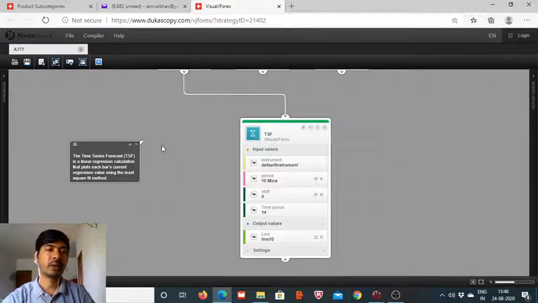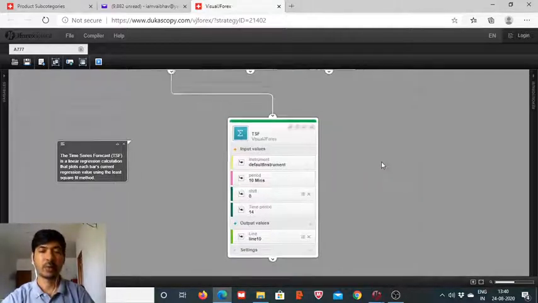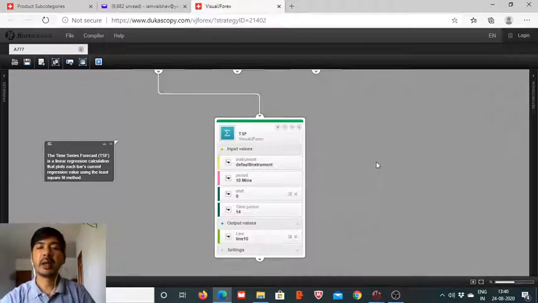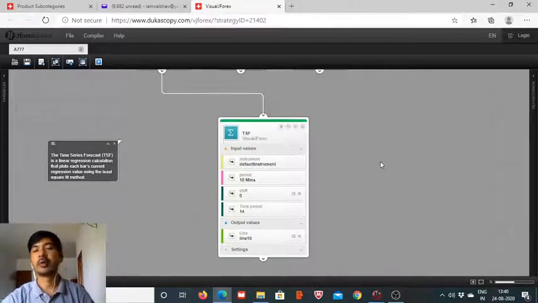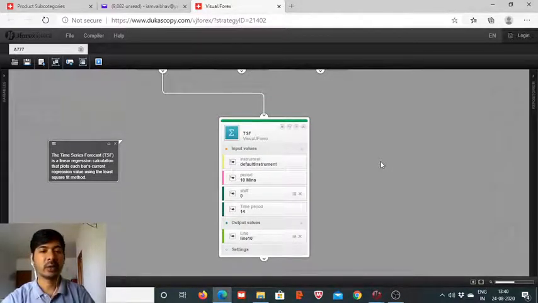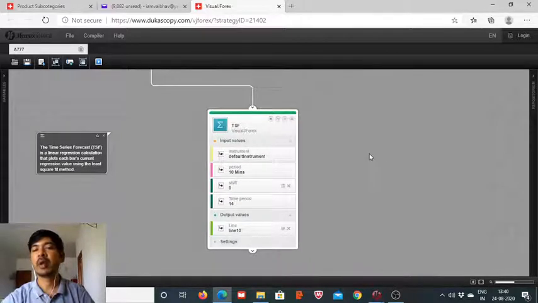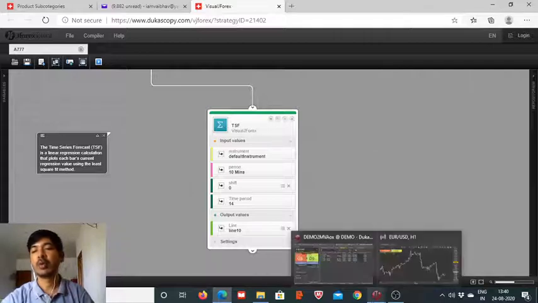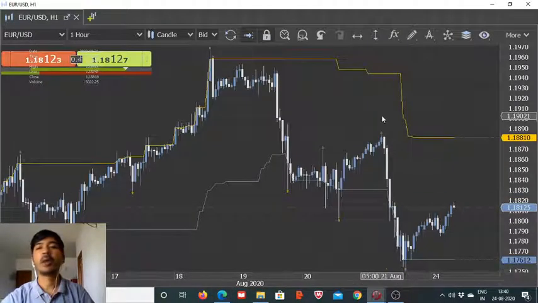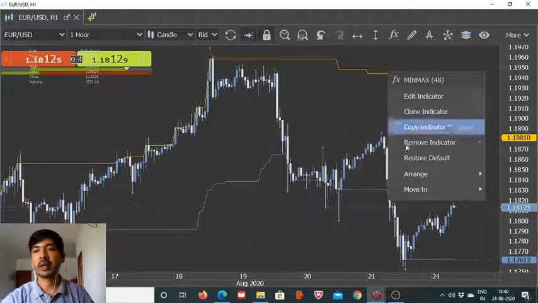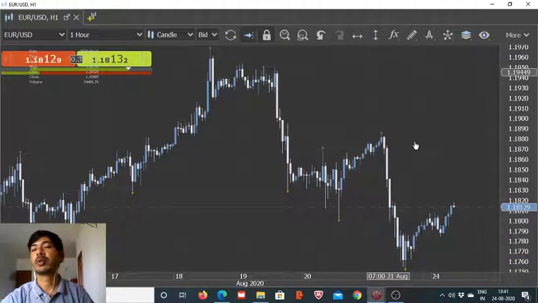So here, this is a brief description. This is a linear regression calculation that plots each bar's current regression value using the least square fit method. If you want more details regarding its formula, you will have to do a bit more search on the internet, and you will get those details. For us, the calculation will be done by the automated setup, so all we have to do is plot the indicator on the chart and see how we can use that indicator.